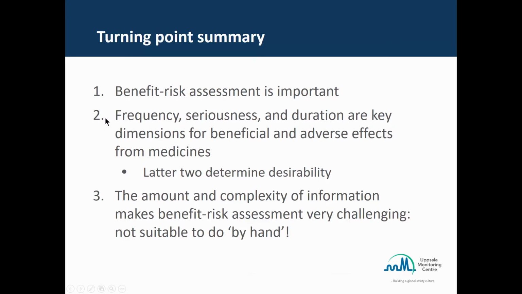The second point is that frequency, seriousness, and duration are three key dimensions that together capture most of the essential information. And sometimes it makes more sense to combine seriousness and duration, and I've chosen to call that desirability. Third, and finally, the sheer amount of information, as well as its complex nature, makes benefit risk assessment a very challenging task, and it really isn't suitable to do manually.